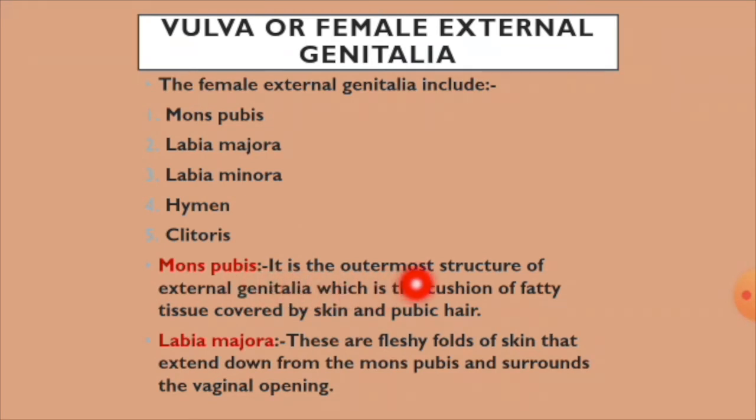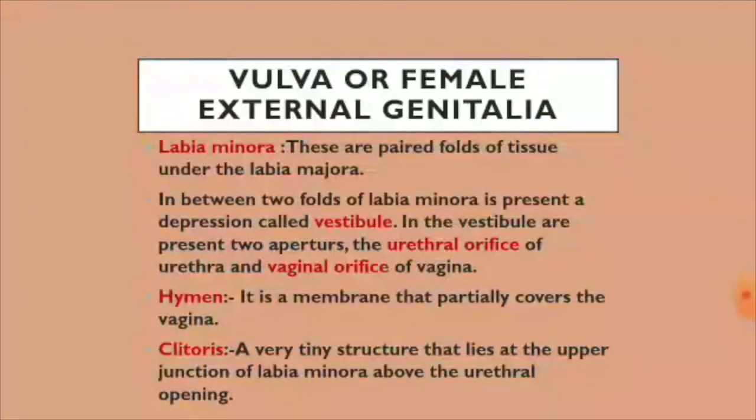It is the outermost structure of the external genitalia, which is a cushion of fatty tissue covered by skin and pubic hair. Second, labia majora. These are the fleshy folds of skin that extend down from the mons pubis and surround the vaginal opening. Next, labia minora. These are paired folds of tissue under the labia majora.